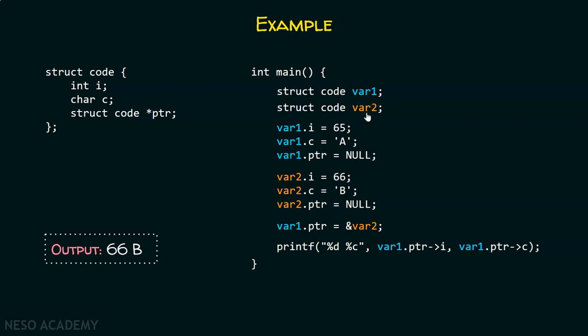So why is this possible? Because here we have a struct code which consists of a pointer pointing to a struct code type of data only. That is why I have declared two variables of type struct code, and I have intentionally stored the address of var2 within the var1 pointer. You can see over here that var1.ptr is containing the address of var2. This is possible because I have declared a pointer of type struct code. This is what a self-referential structure is all about.